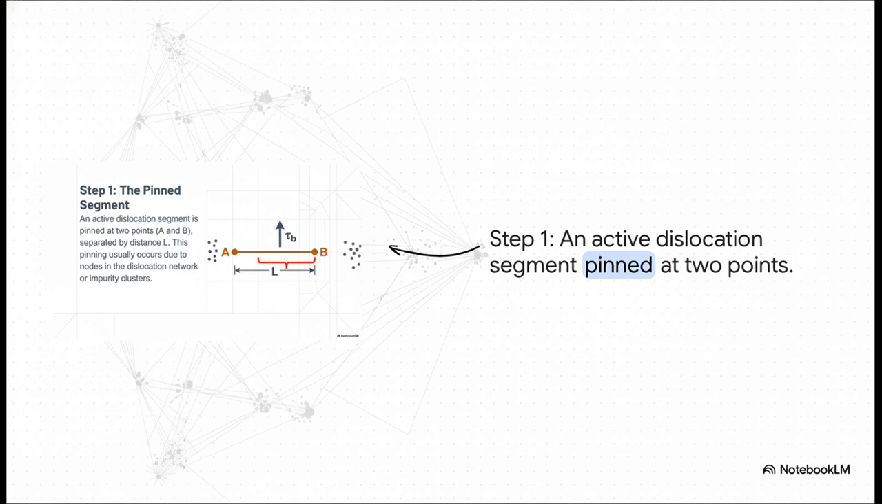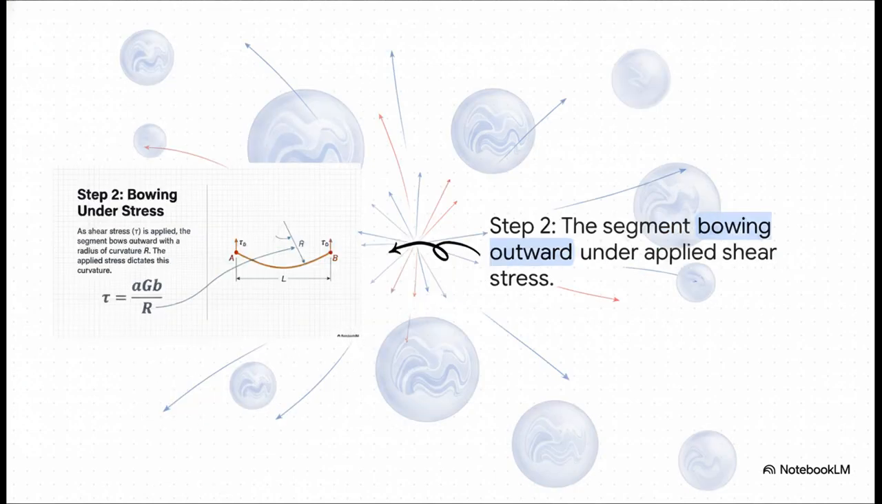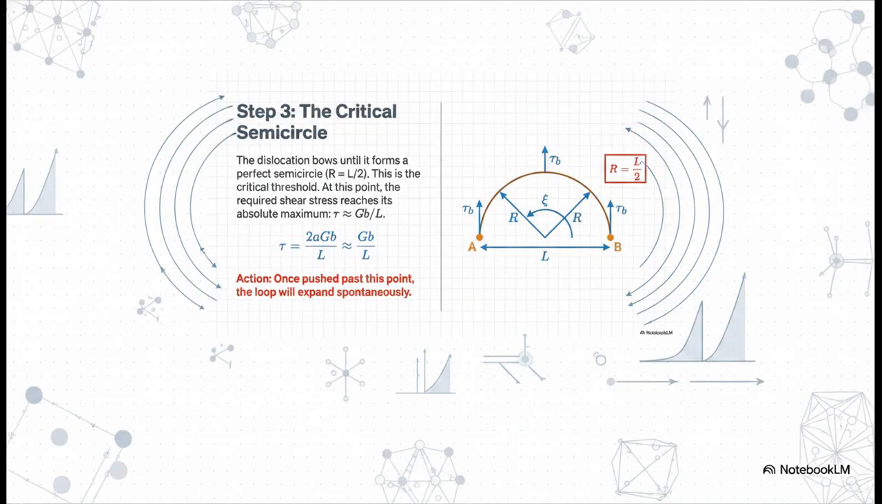Now, this pinning usually happens because of nodes within the greater dislocation network, or sometimes just little clusters of impurities that essentially drop an anchor on the line and hold it in place. So as shear stress is applied to the material from the outside, this pinned segment physically starts bowing outward. Think of it kind of like blowing a soap bubble through a wand. The applied stress directly dictates its radius of curvature, so the harder the push, the tighter the curve. Now, the really critical threshold hits when the dislocation bows out so far that it forms a perfect semicircle.